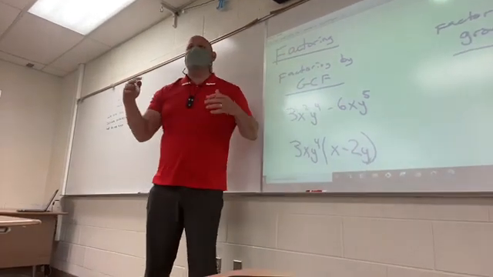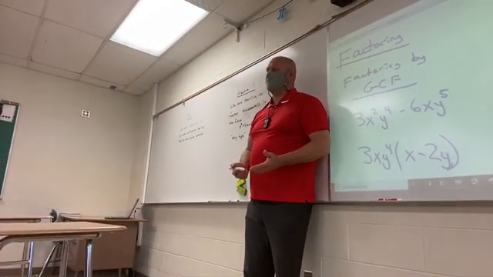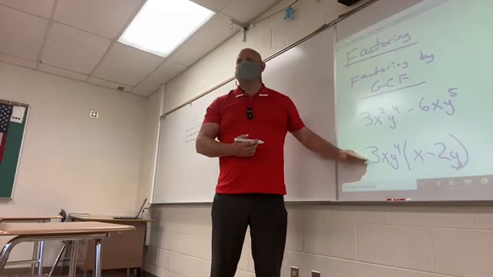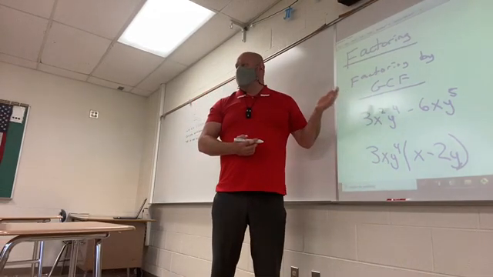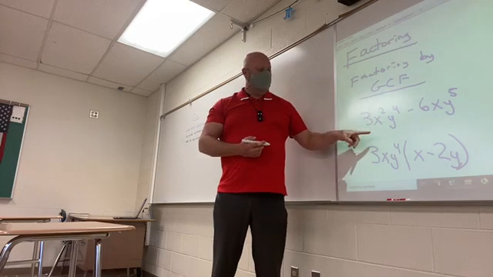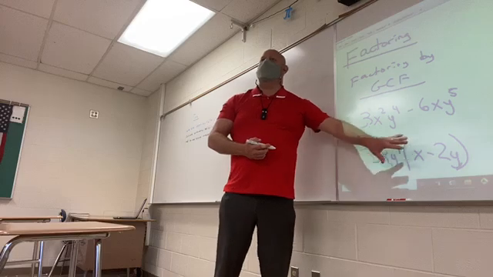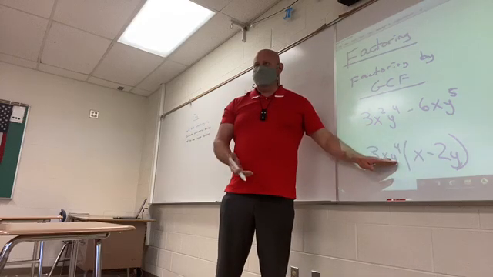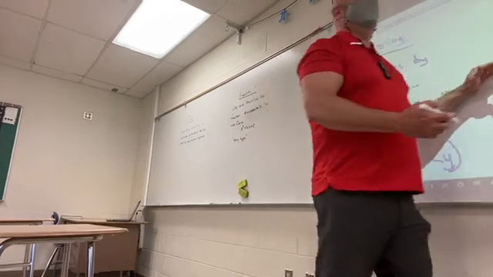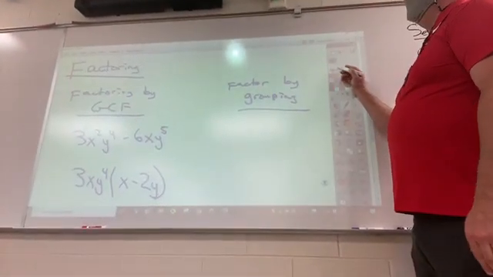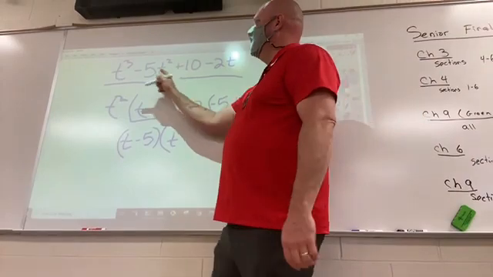Basically, it's like undistributing, right? The only difference between this and distributing is we don't know what was distributed. So we have to come up with what number got distributed, and then we undistribute it. Make sense?